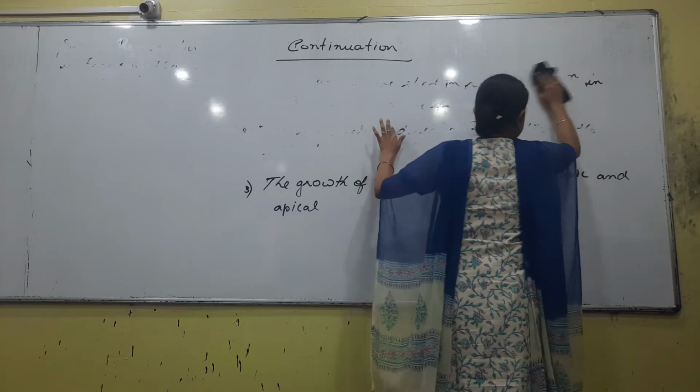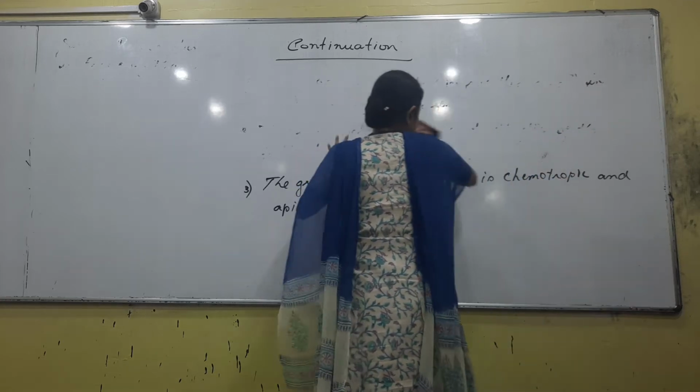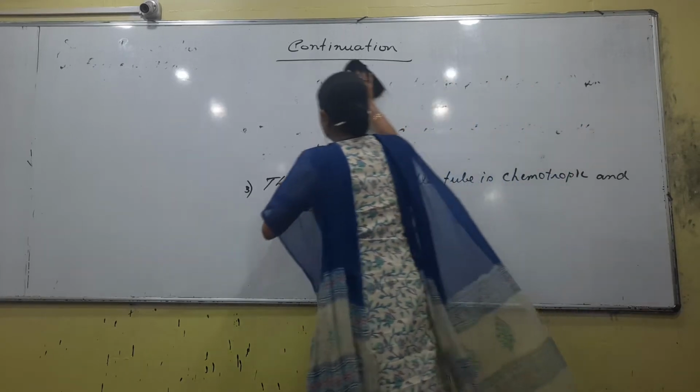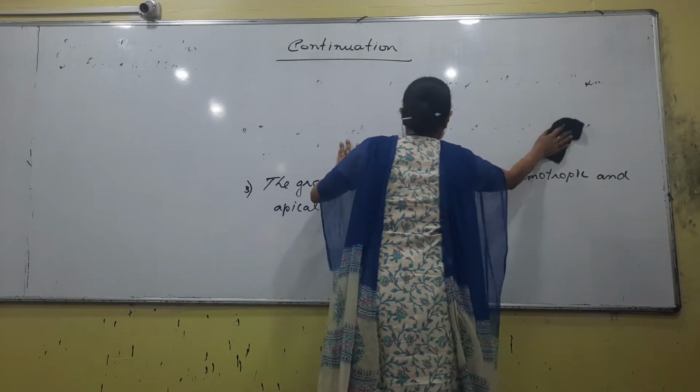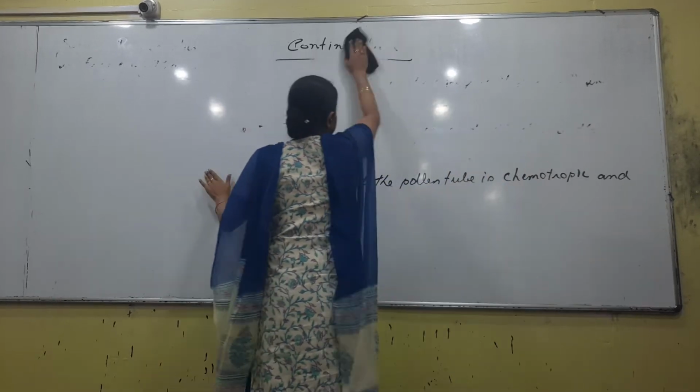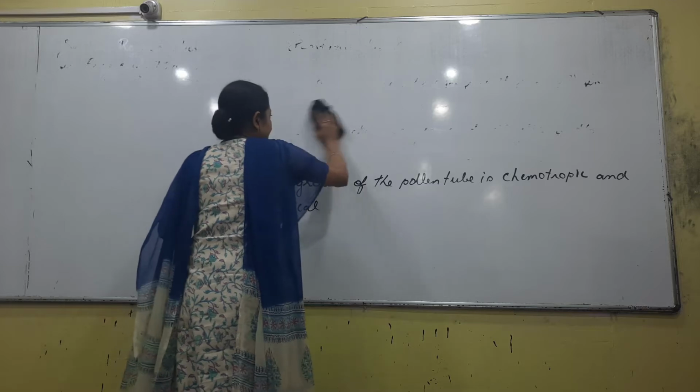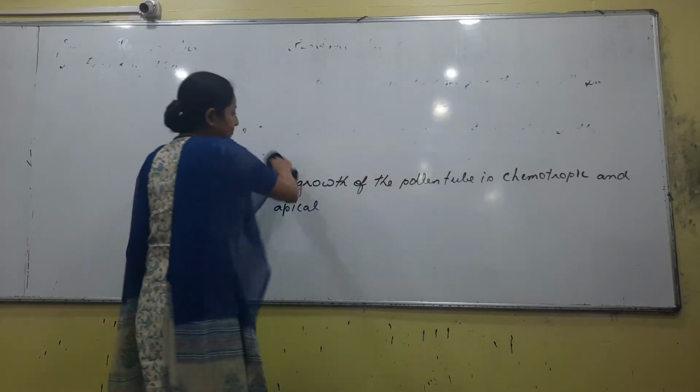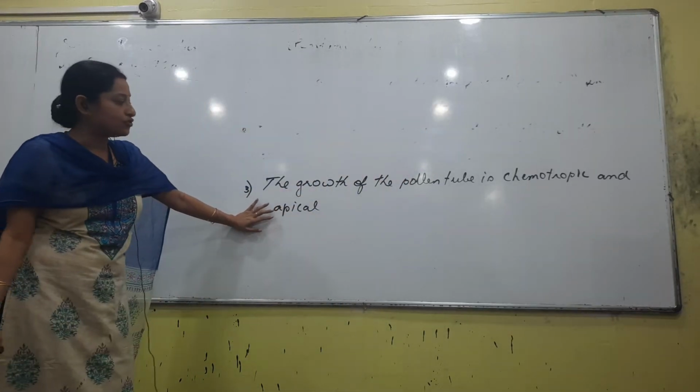As we have already discussed, we have talked about the position of the tube nucleus. So, where will you find the tube nucleus? At the apex or at the tip of the pollen tube, right? What happens to that nucleus? Later it degenerates. Talking about the growth of the pollen tube, it is chemotropic and apical.